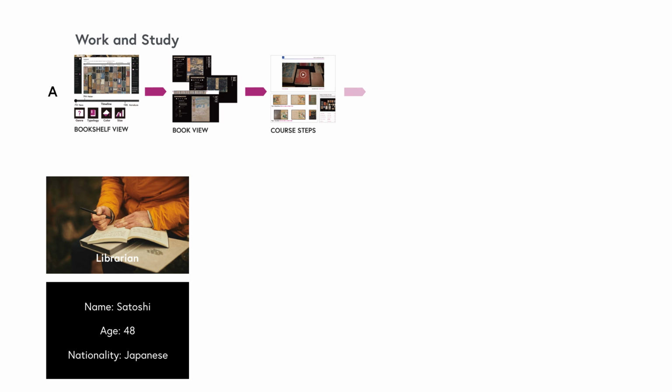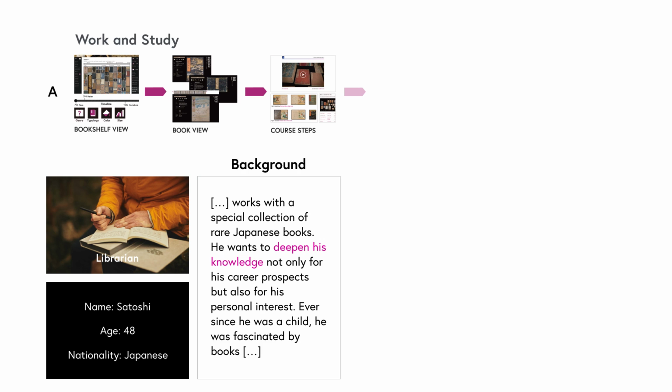First, Satoshi is a 48-year-old librarian who lives in Japan and works with a special collection of rare Japanese books. The reason he joined the course is because he wanted to deepen his knowledge not only for his career prospects, but also for his personal interests.